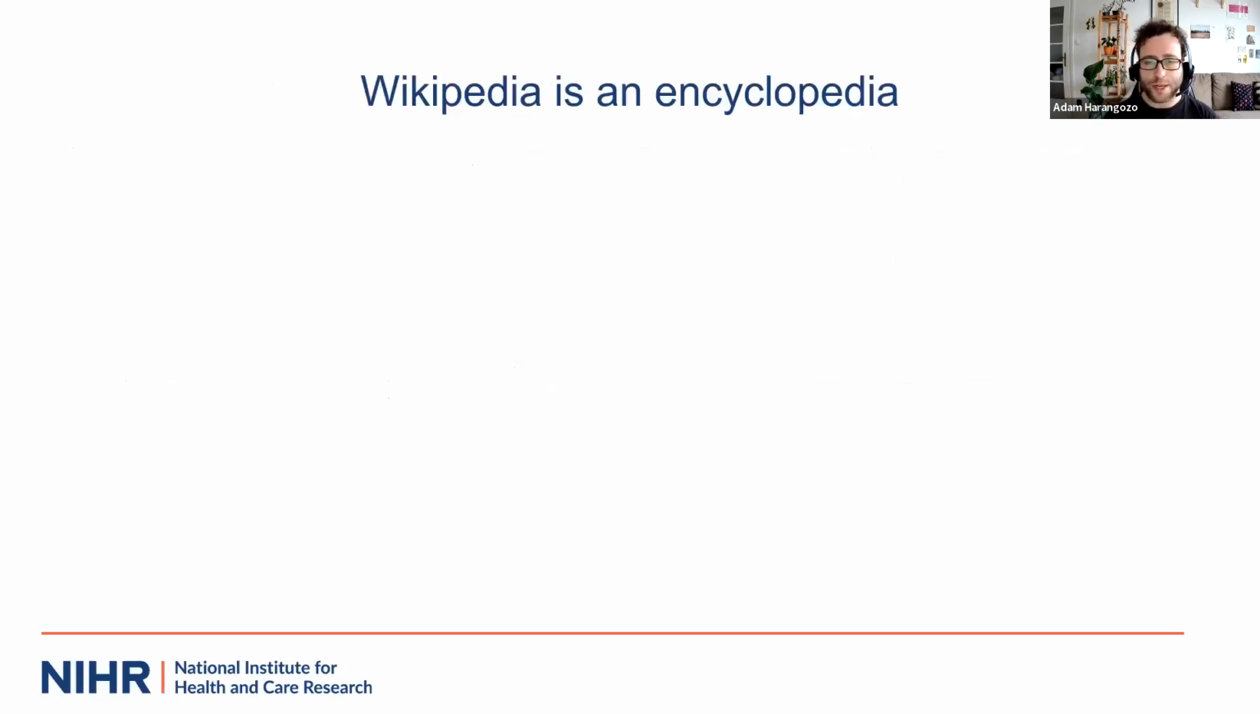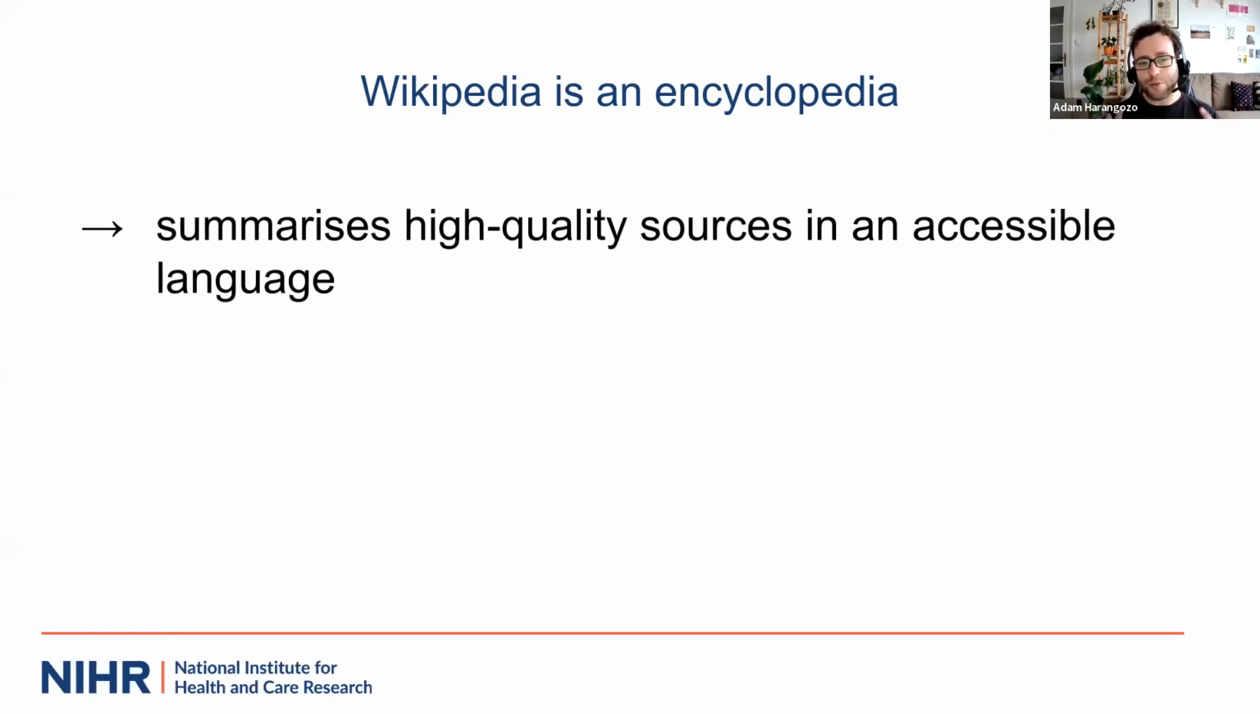So really, at the simplest level, Wikipedia is an encyclopedia, as it brands itself. And as an encyclopedia, what it aims to do is to summarize high quality sources in a language that a wide, not necessarily educated audience can easily understand. This is also an important part about Wikipedia, the language, but we'll talk about this more later.